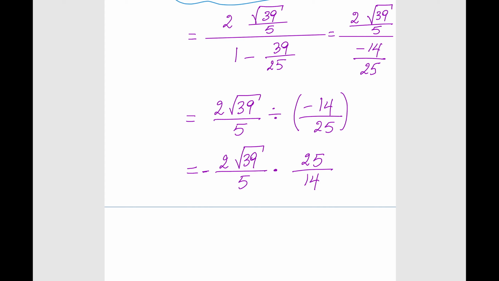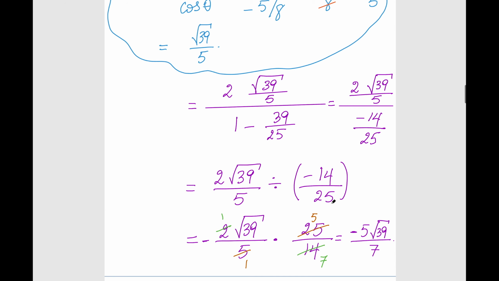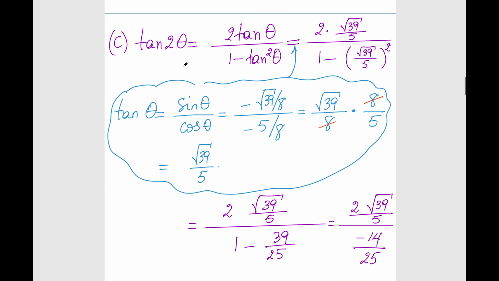Alright, let's simplify as much as we can. If you divide 14 by 2, you get 1 here and you get 7 here. And if you divide the 25 with the 5, you get 1 here and 5 here. So putting things together, we get minus 5 square root of 39 divided by 7. Okay. So this is what tangent 2 theta is equal to.